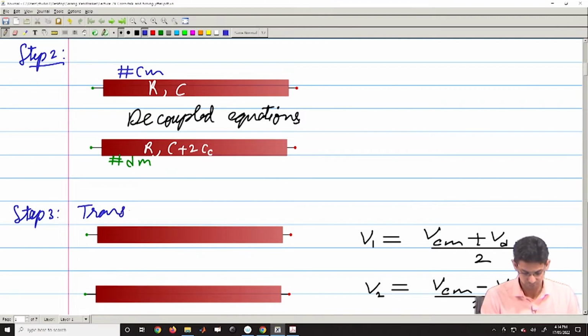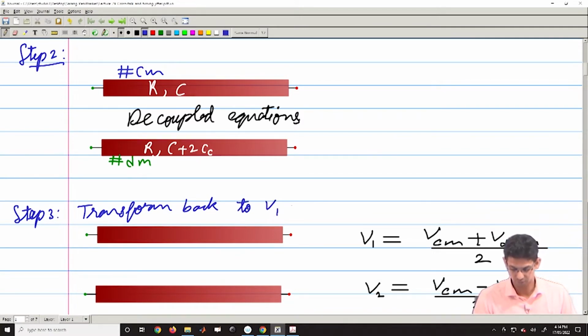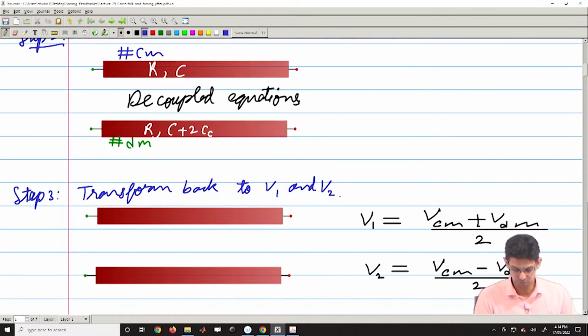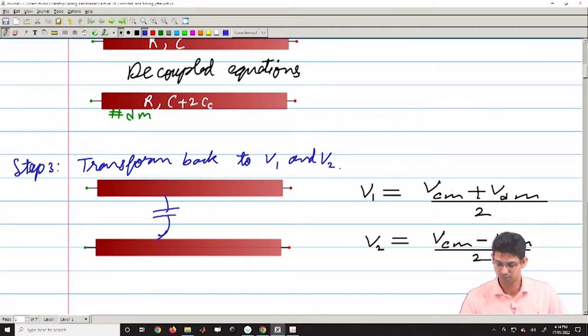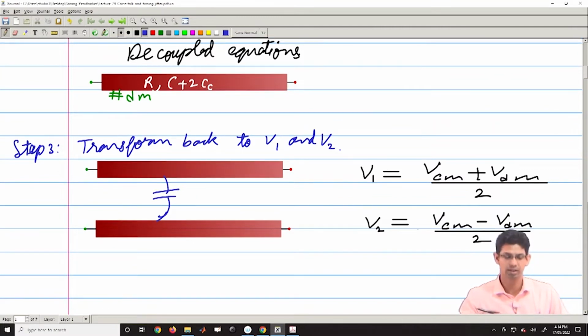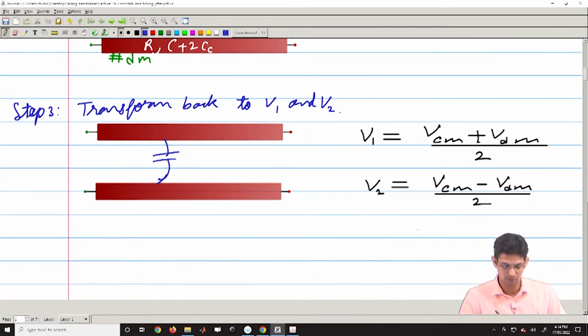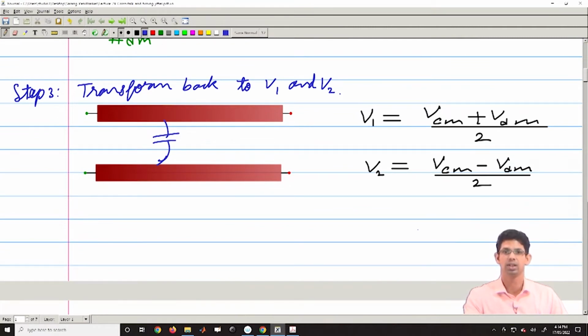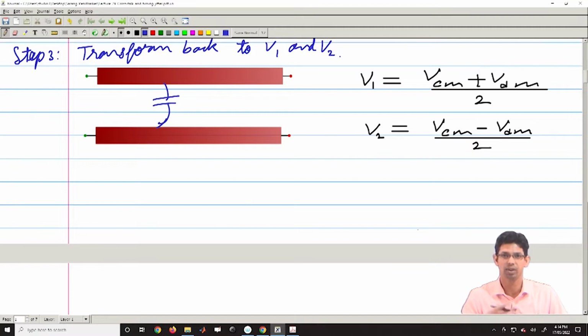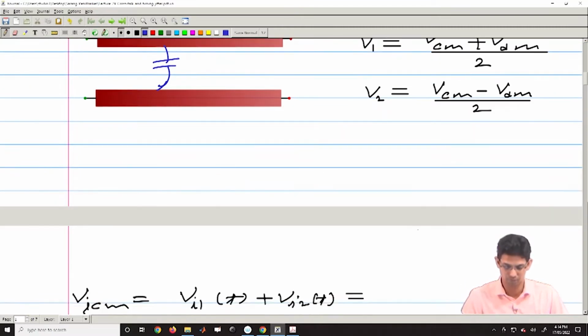Then, as step 3, we transform back to V1 and V2. So, then again you have a coupled interconnect like this, and finally, you can get V1 in terms of Vcm and Vdm. So, these are the three steps that we will be doing, and then we will see what this analysis of simple identical interconnects tells us about crosstalk and timing jitter. Once we have that insight, we can extend the analysis to more complicated scenarios.